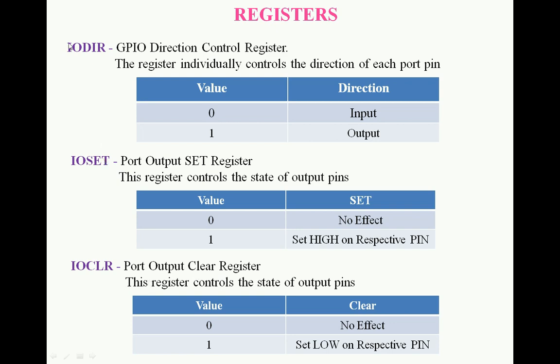So IODIR specifies the direction of the pins, IO set makes those pins high, and IO clear makes those pins low. That is the basic idea here. To specify the output direction, you have to store ones in IODIR. To set high, we have to store ones in the IO set register, and to clear, that is to make 0, we have to set the value 1 in the clear register, so that those pins are going to be low, right? So those are the basic registers you can use.